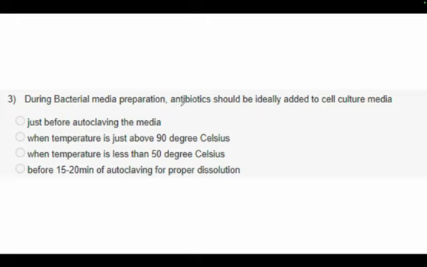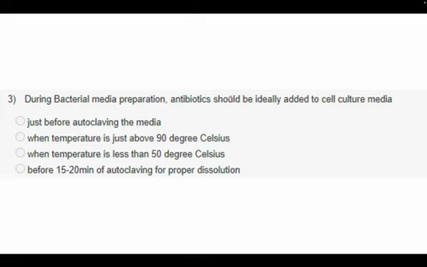During bacterial media preparation, when should antibiotics be ideally added? Okay. So we add antibiotics sometimes to bacterial media when we want to grow organisms of our interest specifically. So I want to grow some bacteria in which I have put a plasmid of my interest, and I know that my plasmid has ampicillin resistance. So that means my bacterium can grow in an ampicillin containing medium, and the other surrounding bacterium cannot. Right? So that is going to select specifically my bacterium.